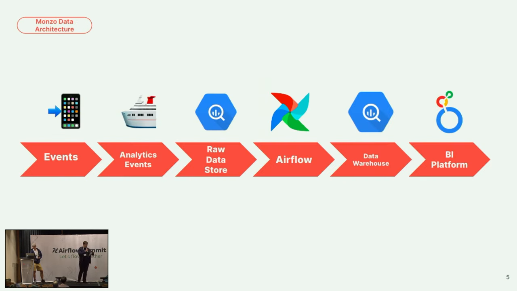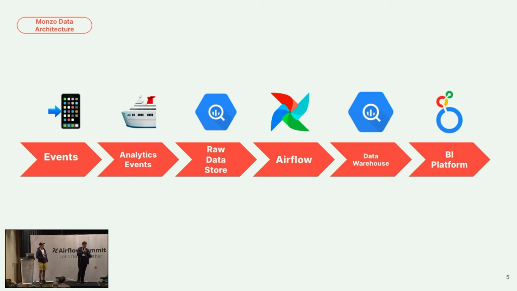So where does Airflow fit into our whole data architecture? Data at Monzo all starts from events. These are emitted from two key places. The first one being all of our backend services. We have about 2,000 or so microservices that run in the Monzo backend, and they're all emitting events all of the time. And then we also have our iOS and Android apps, which are emitting client analytic events.